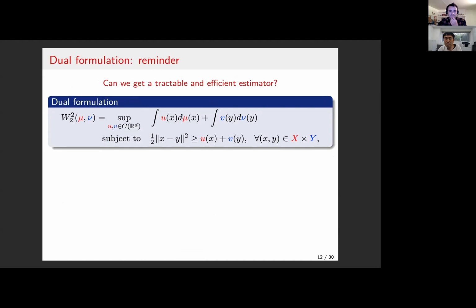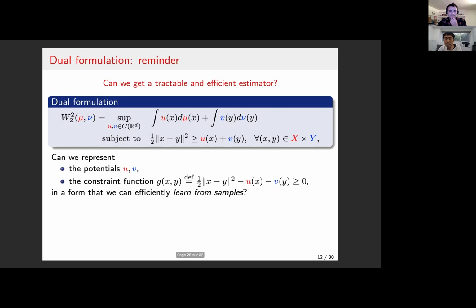And we started from this dual formulation. As we saw in the previous slide, we know that if mu and nu are smooth, then the potentials are going to be smooth as well. And so what we'd like to do is to find a way to represent the potentials u and v, and also to somehow represent this constraint function.